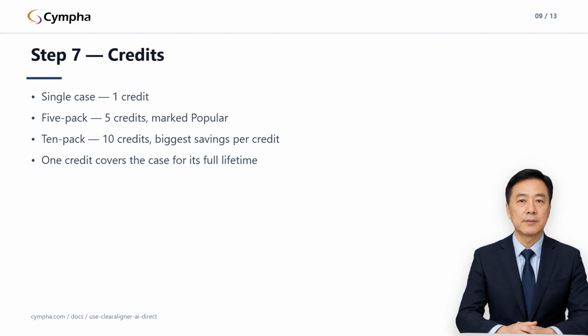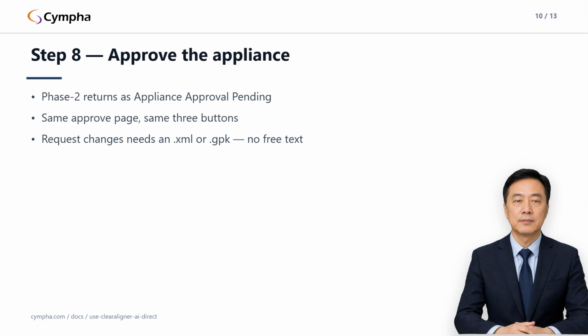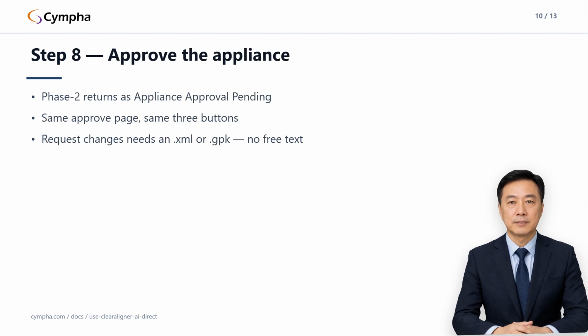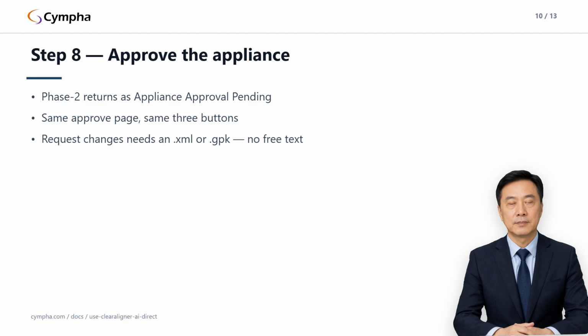Click it, a confirmation appears, and the case flips to designing as Phase 2 dispatches. Phase 2 takes longer than Phase 1. It's full per-step appliance design, not just planning. When it completes, the case lands in awaiting approval again, this time labeled Appliance Approval Pending. It's the same Approve page with the same buttons, so everything from the approval lecture applies. Approve, and the case finishes.